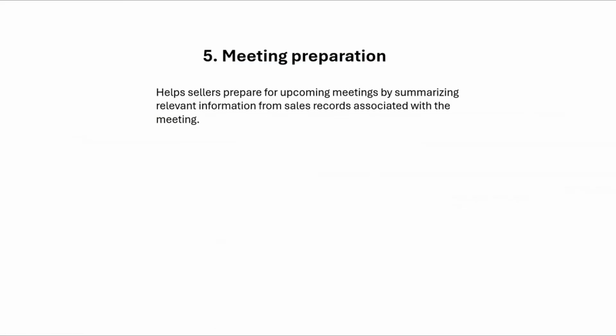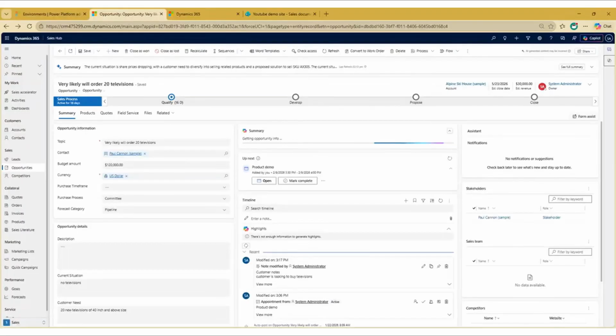Now we are done with the fourth feature. We will move to the fifth feature, that is meeting preparation. This helps the sellers prepare for any upcoming meetings by summarizing relevant information from sales records associated with the meeting. For this, we don't have to do any separate configuration. So whatever we have done already as part of summarization and recent changes will be used here.